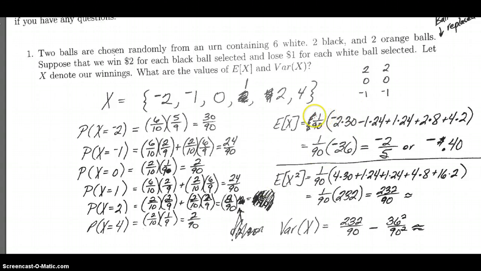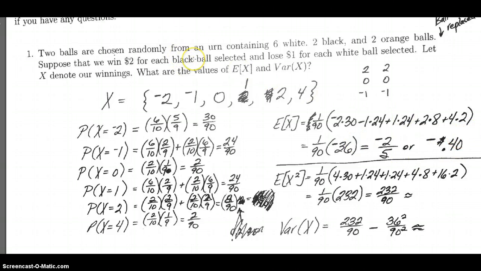Expected value, you're taking the probability of each one times the actual value here. Notice all of them, I had a denominator of 90. You could actually have 45, which would be even better, or more reduced. So I just pulled out that 1/90th, and then this is -2 coming from this value, and this is really 30 over 90 because it's the probability of getting the -2. So we add all those up, simplify it out, and we get -40 cents.